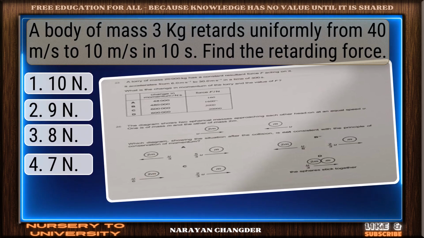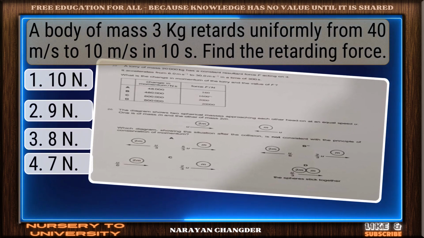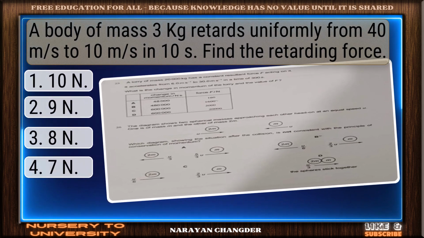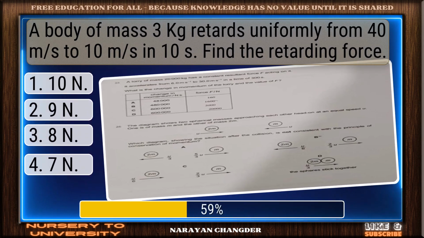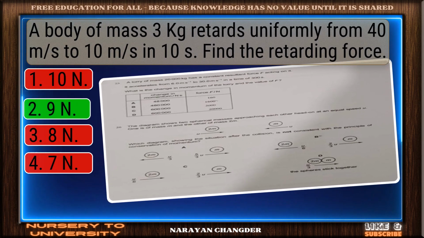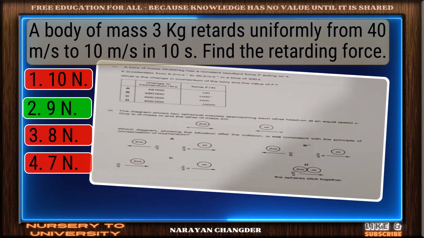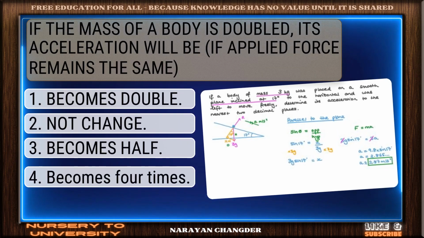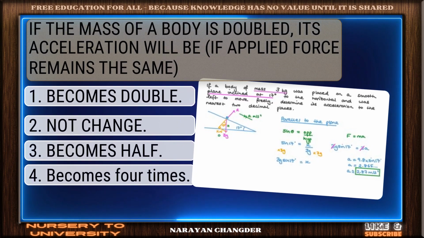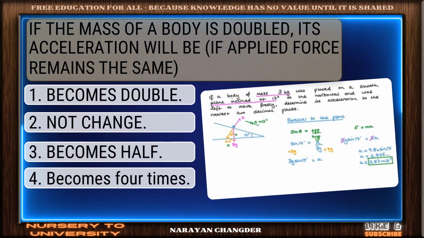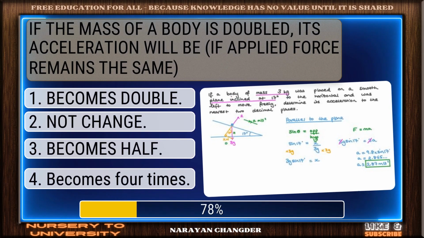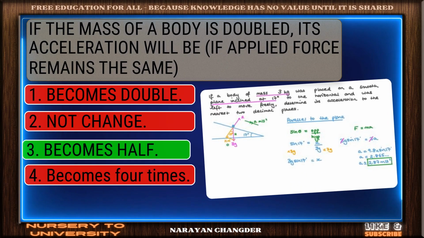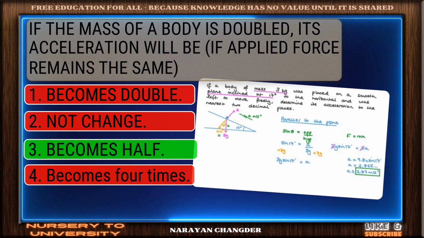Question number 101. A body of mass 3 kg retards uniformly from 40 m/s to 10 m/s in 10 seconds. Find the retarding force. Smart move. 9 N is an accurate answer. Question number 102. If the mass of a body is doubled, its acceleration will be. Excellent. Becomes half is a brilliant choice.